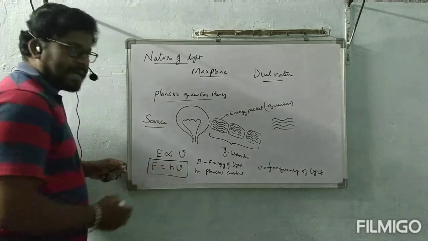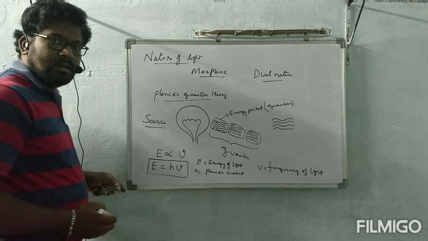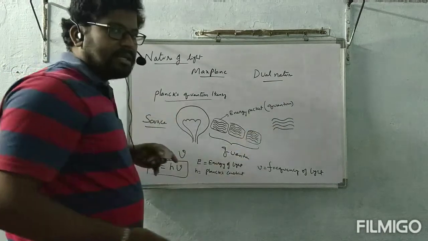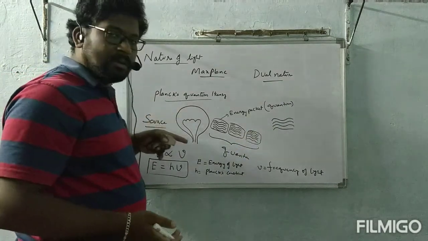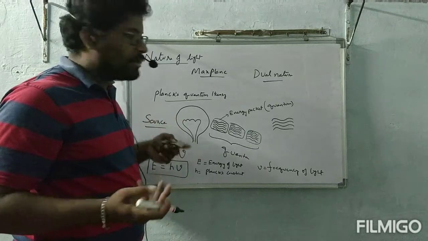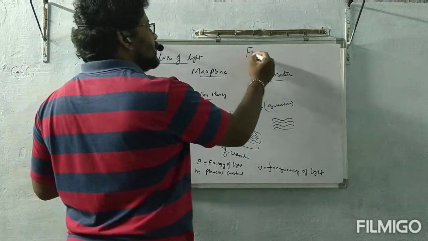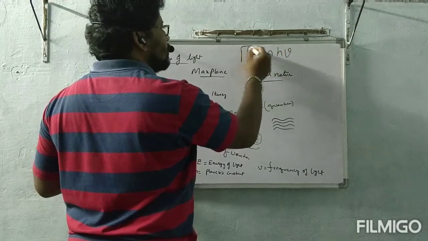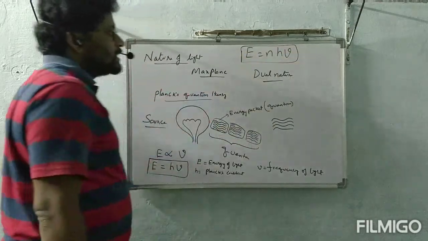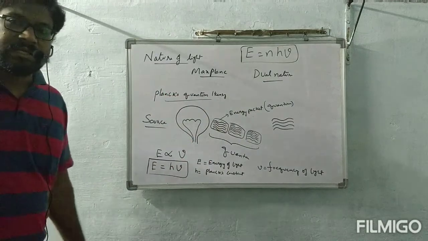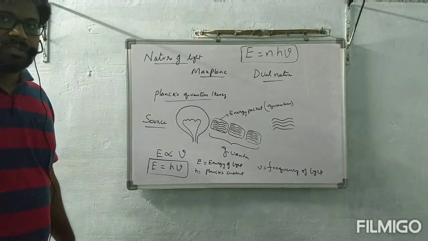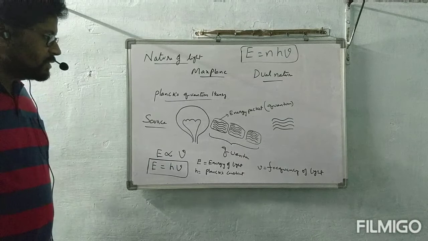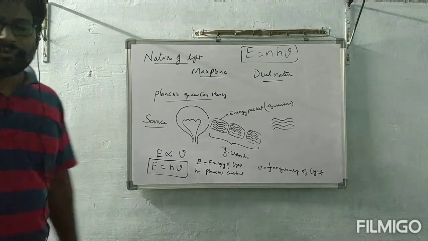This is one energy packet, but how many energy packets are released from that bulb? We don't know. Let it be n. So we can write E is equal to n h nu. What is that n? The number of energy packets released from the bulb source. Once again I will write now. Before that, observe the board, all of you.